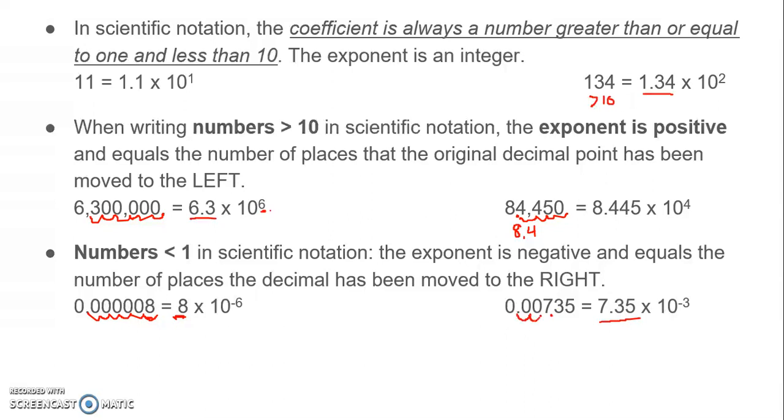1, 2, 3. So 3. Okay, so your answer would be 7.35 times 10 to negative 3.